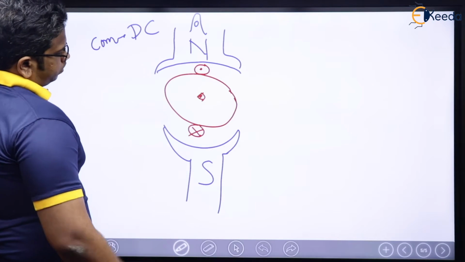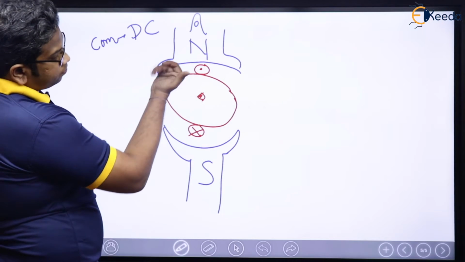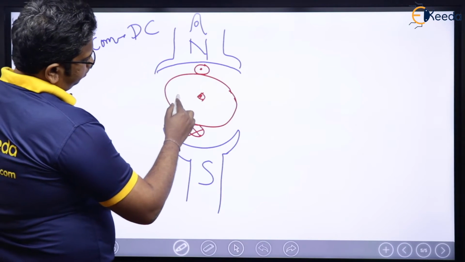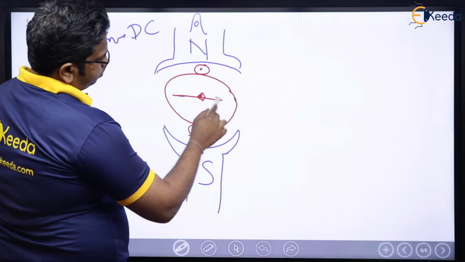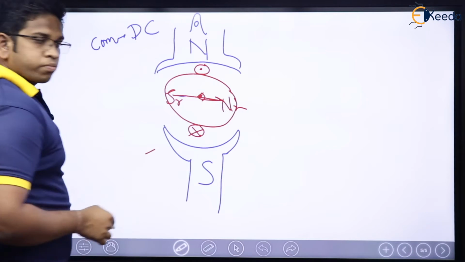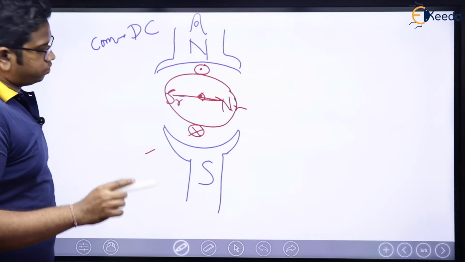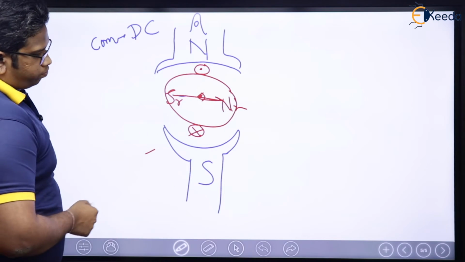What will happen? This is cross, this is dot, which means current is entering in this direction and coming out like this, which means flux is in this direction. This becomes the north pole, this becomes the south pole. Perfect? Yes. Focus here. See, this is going to become the north pole, this is going to become the south pole.